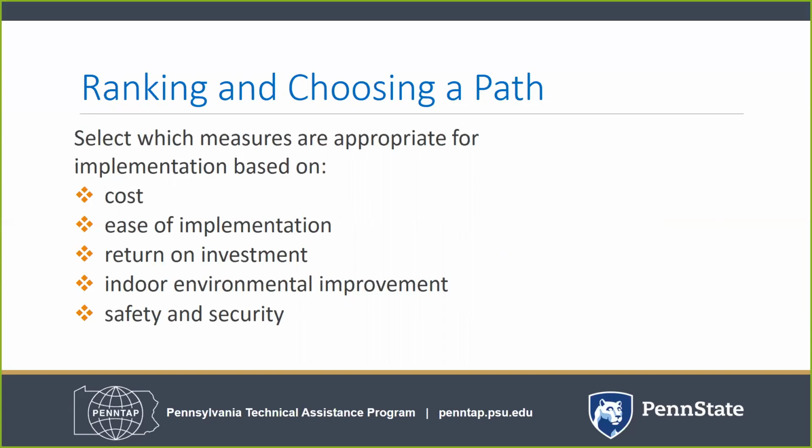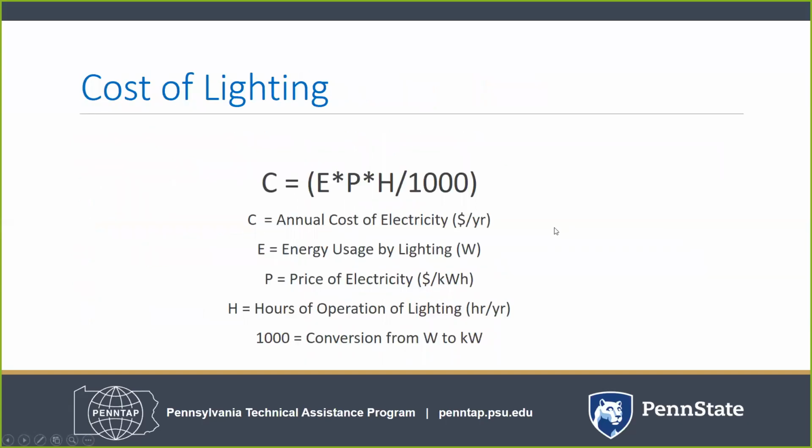Next, you'll need to figure out the energy cost savings for those projects. The next few slides offer formulas and calculators to help you calculate those savings. So for the cost of lighting, it's based on the amount of electricity lighting consumes and the price of electricity. In this slide, here's the formula to determine the cost of a facility's current lighting.